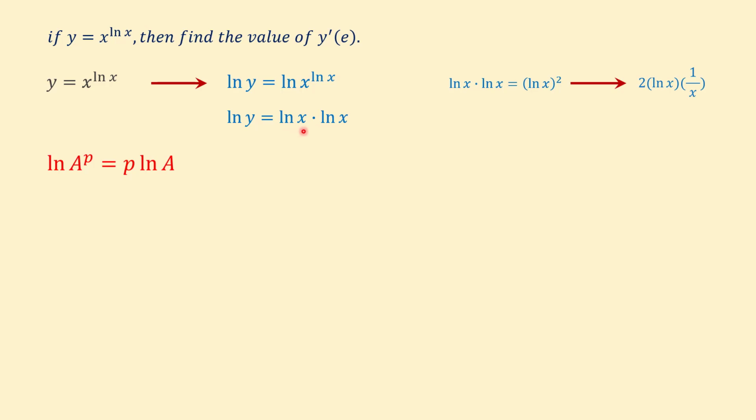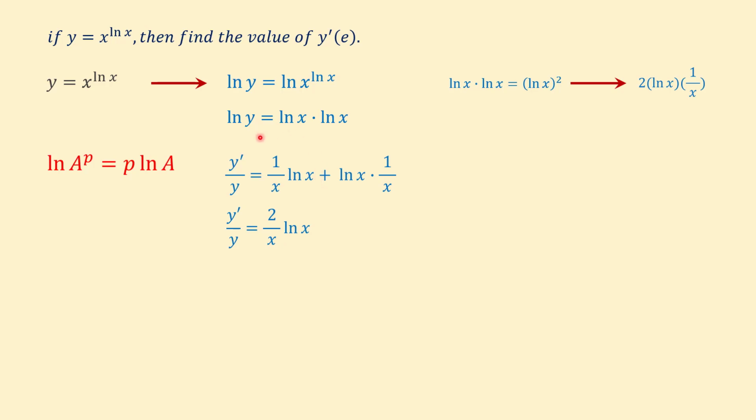The other method to find the derivative of this expression is to use product rule. If you use product rule for this expression, the derivative of ln of x is 1 over x times the second expression, plus write the first expression, multiplied by the derivative of the second expression, which is again 1 over x. 1 over x ln of x plus 1 over x ln of x, these two expressions are the same. It equals 2 over x ln of x.